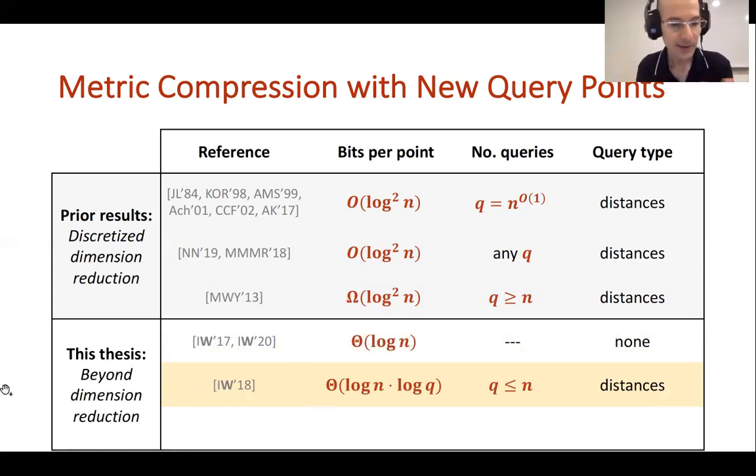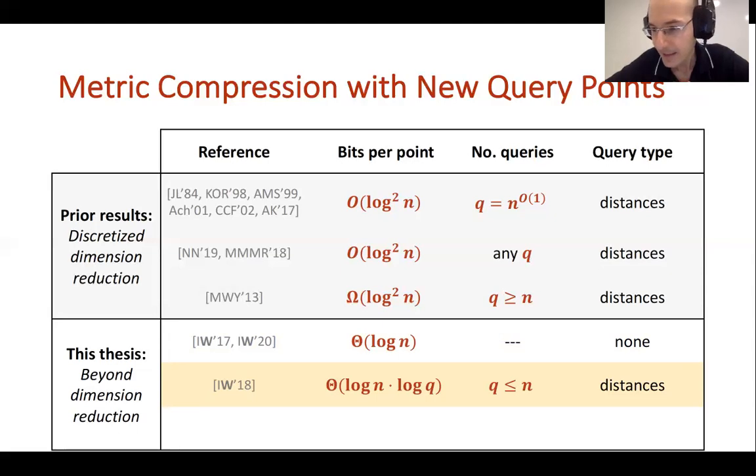So even if you have a constant number of queries, you still need only log n bits per point, which is quadratically better than dimension reduction. So this closes the issue for distance queries. If your query set is bigger than your data set, then dimension reduction is the best you can do. Otherwise, you need to use more generic sketches beyond dimension reduction to get the optimal bound.